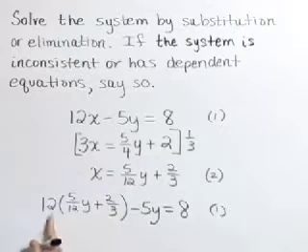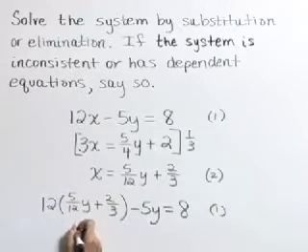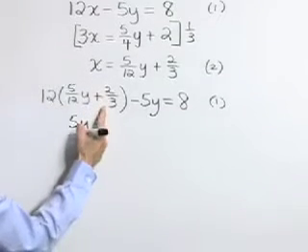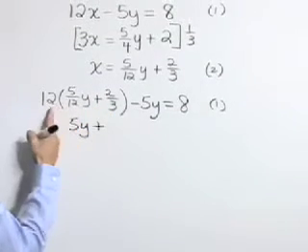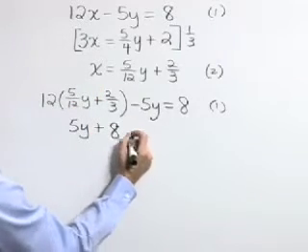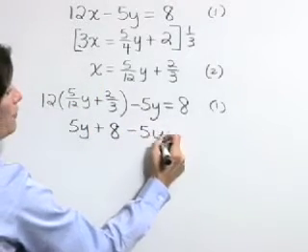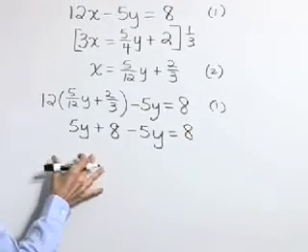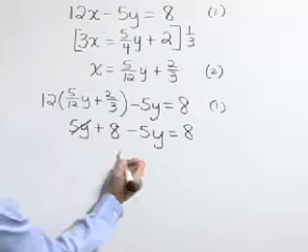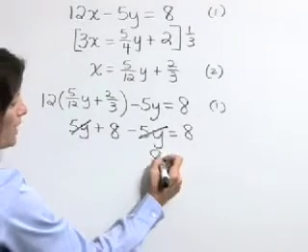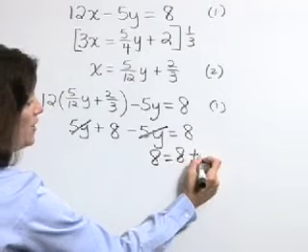Distributing up front, 12 times 5/12 y is 5y plus 12 times 2/3. 3 goes into 12 4 times. 4 times that 2 is 8. Minus 5y is equal to 8. Now notice something happens here with our y terms. Positive 5y, negative 5y cancel out, leaving us with a true statement. 8 is equal to 8.